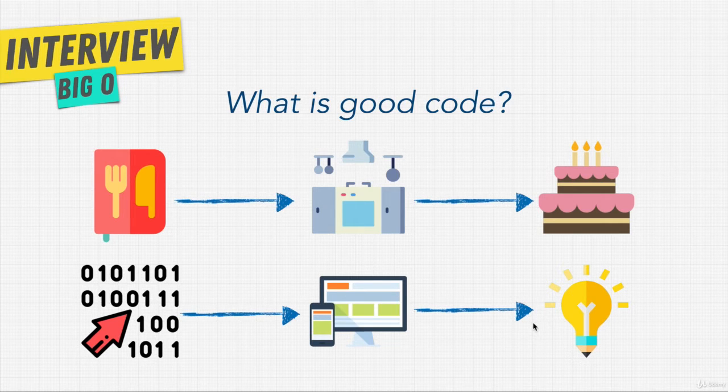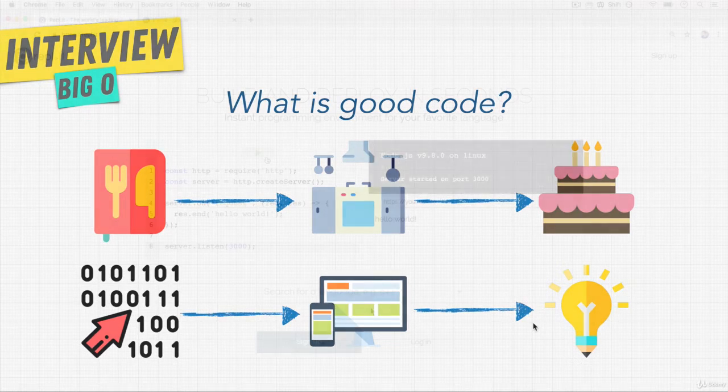Just like there are many ways to bake a cake in the kitchen, with many recipes, ingredients, and instructions, there are many ways to solve a problem through code. There are efficient and inefficient ways to give instructions. So let's go to a coding example.